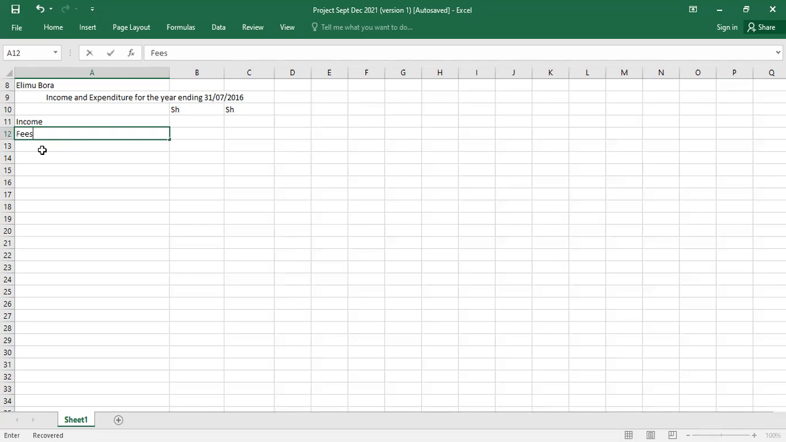We have the school fees, right? And it is split. We have the school fees for boarders. This is because the school fees for boarders is a bit high. And I have the school fees for the day scholars. What's the school fees for boarders?